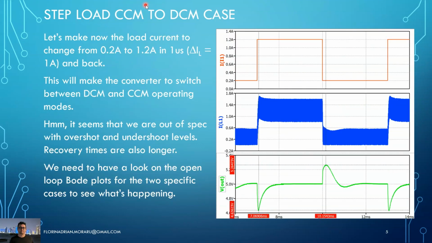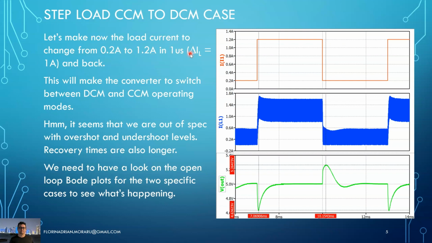Now let's see what's happening if we do this step load, but make the converter change the operating mode. So we will keep the same change in the output current of 1 amp, and we will change the output current from 0.2 amps to 1.2 amps.